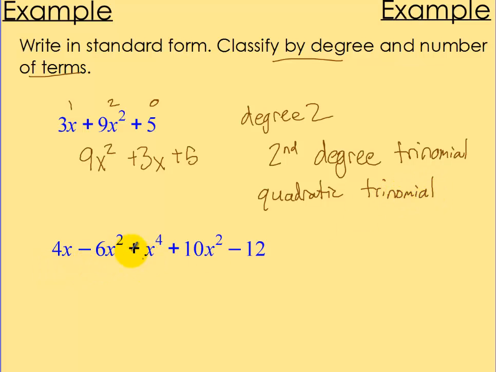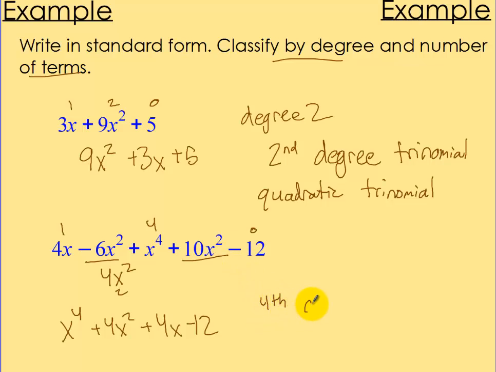All right, next example. Rearrange this. First I want to combine like terms. So that negative 6x squared and 10x squared actually combines to 4x squared. So we can ignore those now. Now we got a highest degree. That's degree 1. This is a degree of 2. This is a degree of 4. And this is a degree of 0. So rearranging that, it's x to the 4th power plus 4x squared plus 4x minus 12. This is a degree of 4, so this is going to be a 4th degree. And then there's 4 terms here, so it's not a trinomial. We'll just call this 4th degree. That's all I want you to write.